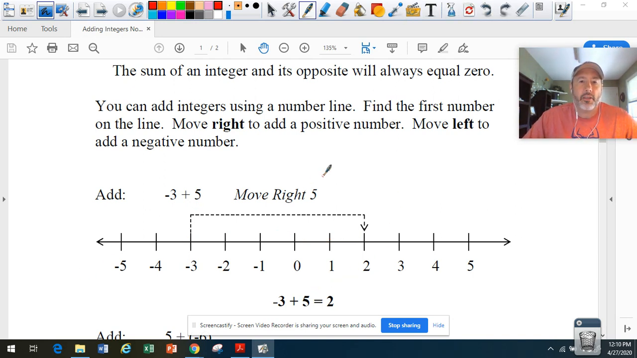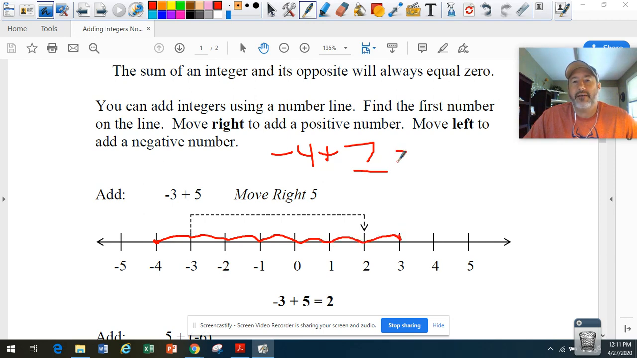So we try another one. What if I had -4 plus 7? Let's see where that's going to put us. We're going to start here at -4. Then we're going to add 7. Since it's plus a +7, we're going to go to the right 7 places. 1, 2, 3, 4, 5, 6, 7. So we have -4 plus 7 equals +3. Okay, good.